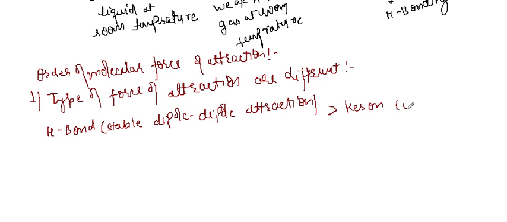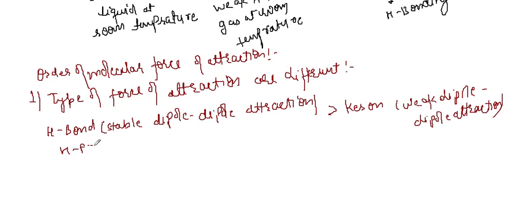Weak dipole attraction. So what is the example of hydrogen bond? Like hydrogen fluoride. This is the example of hydrogen bond, which is a stable dipole attraction. Then next is Keesom, weak dipole attraction.